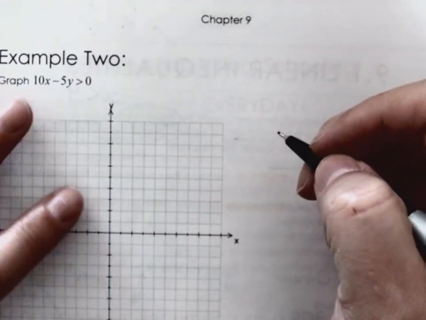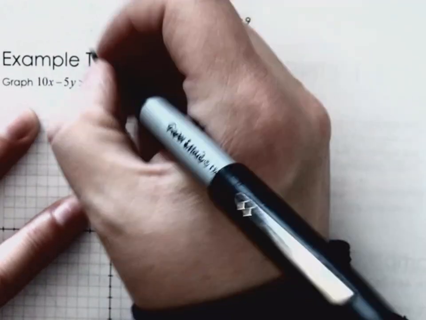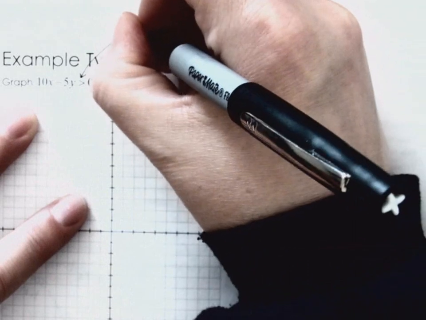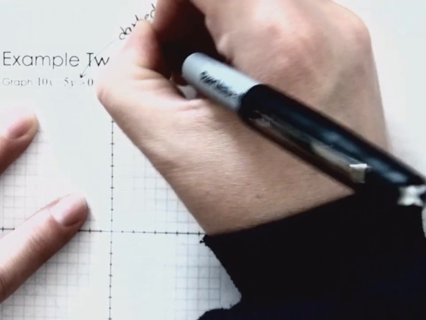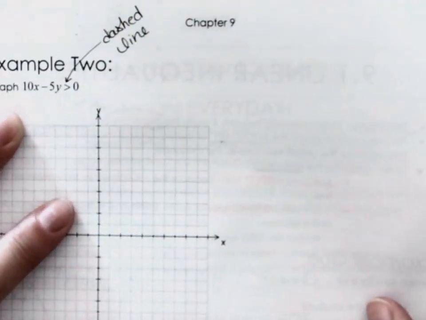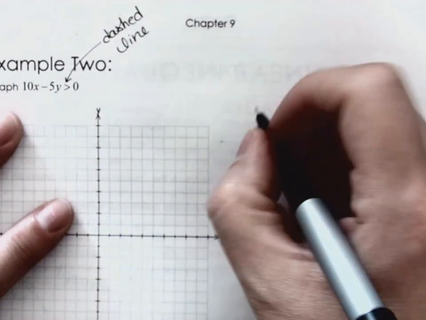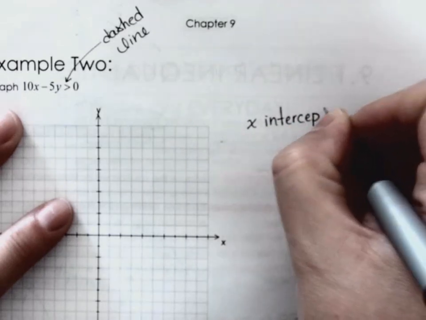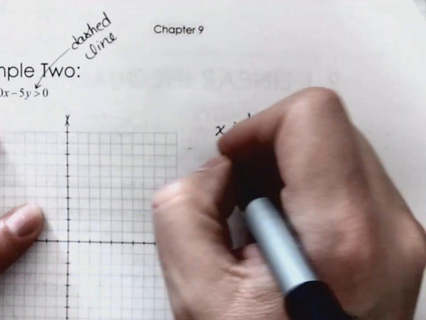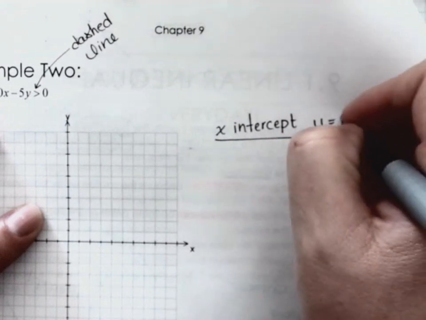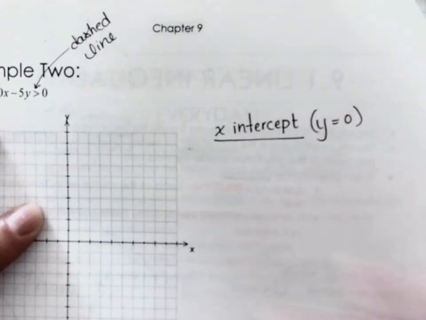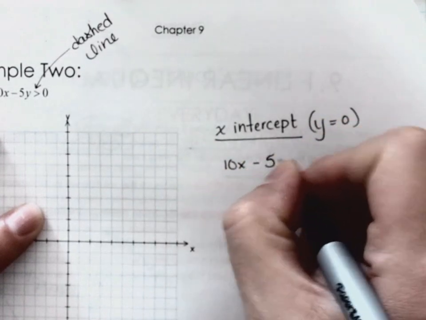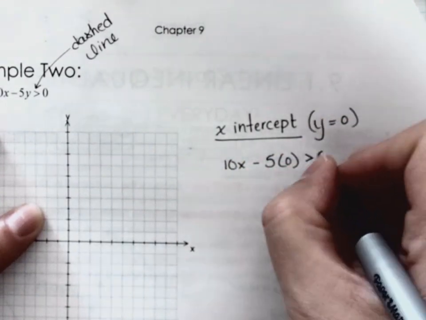So first thing I'm going to look at is that it doesn't have an equal to sign. So I know I'm going to have a dashed line for my boundary. Okay, so I'm going to do intercepts. So I'm going to find my x-intercept first. And we know that the y value, when we're finding our x-intercept, we know y is equal to 0. That's a true statement all the time. So I've got 10x minus 5 times 0 is greater than 0.